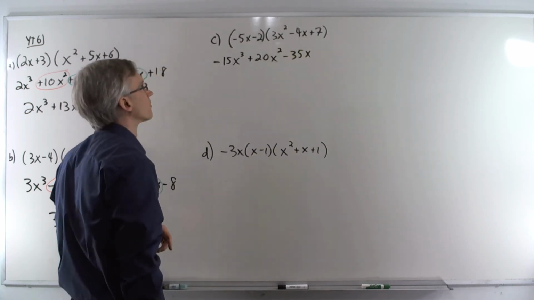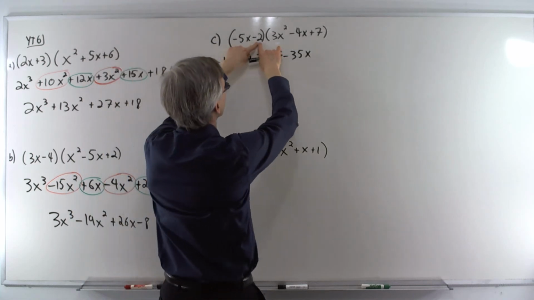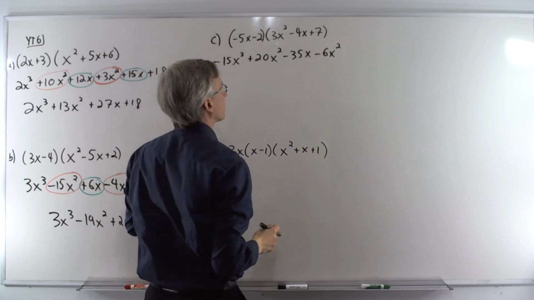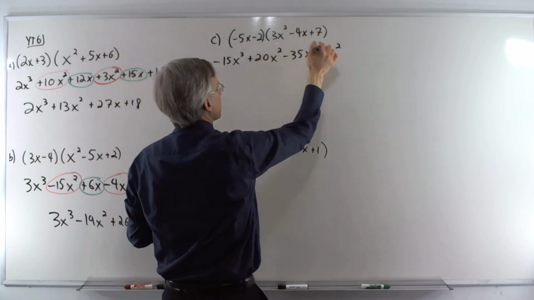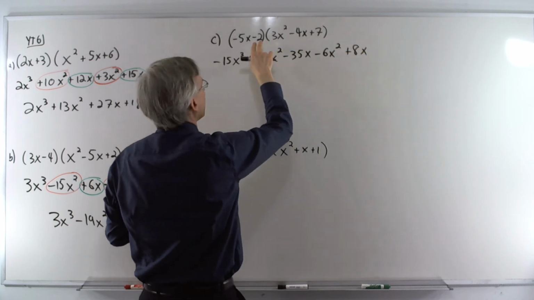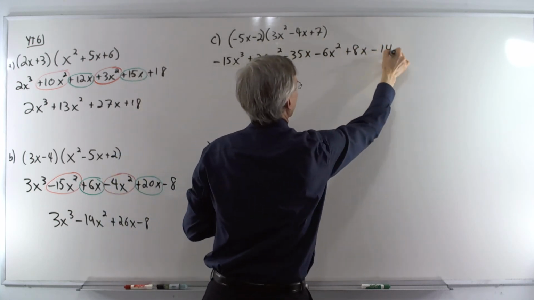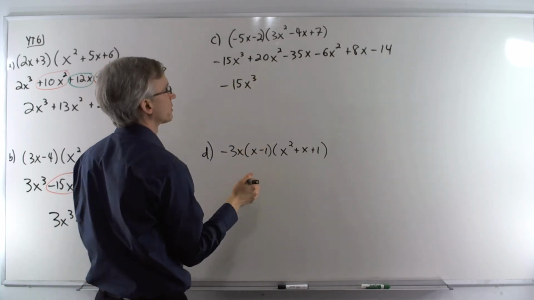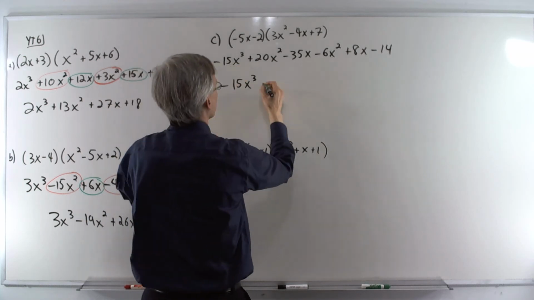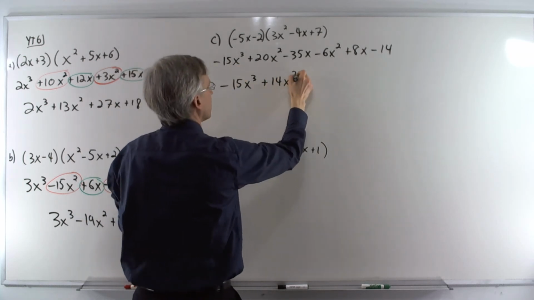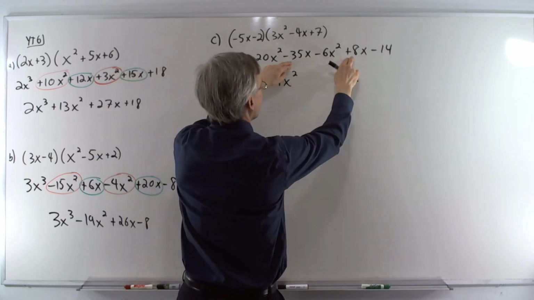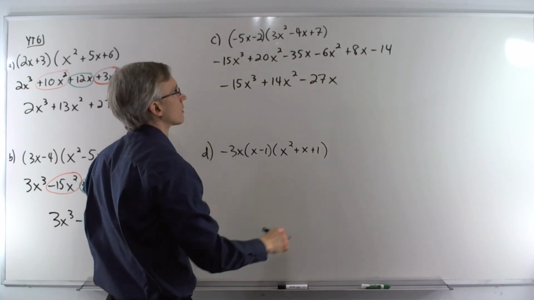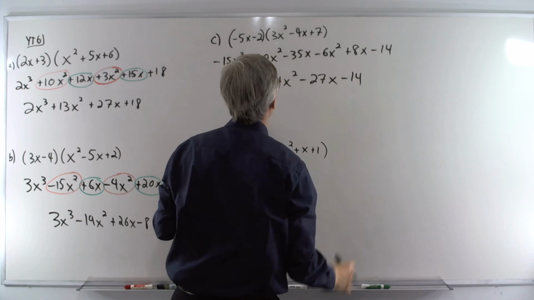All right, now I'll do the negative 2. Negative 2 times 3x squared is negative 6x squared. Negative 2 times negative 4x is positive 8x, and negative 2 times 7 is negative 14. On the combined like terms, 20 minus 6 is positive 14x squared. Negative 35 plus 8 is negative 27x. And negative 14 on the end.